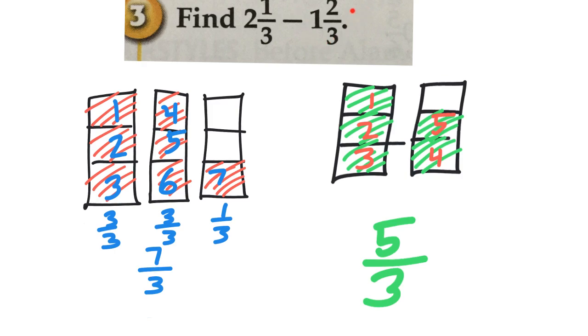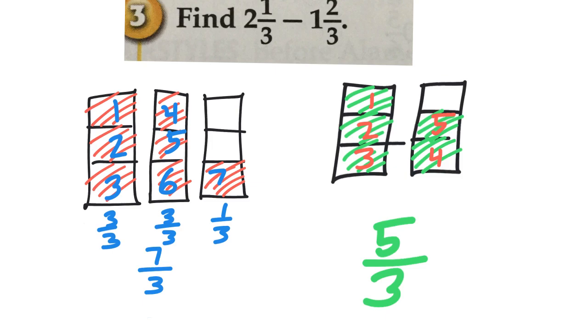And then same idea here. You have one whole one. So 1 times 3 is 3. 3 plus 2 is 5. So the 1 times 3 gives you this number. And then you add these two, 4 and 5, to get 5/3.